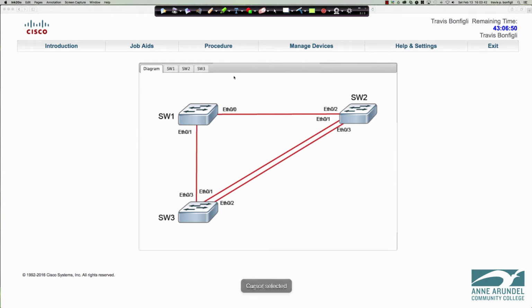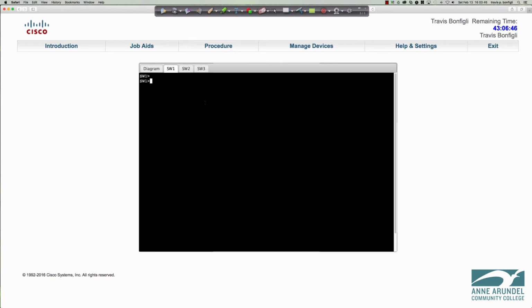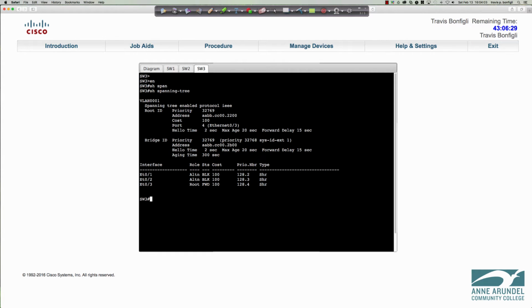And so let's go ahead and jump into the configuration component now, and we'll start out here on switch 1. So on switch 1, we'll go from user exec to privilege exec with the enable command. And actually, they're asking us to start on switch 3, so we can do that. So we'll say enable, show spanning-tree. All right. Now, there's a lot going on in the output here, but let's kind of break this down.